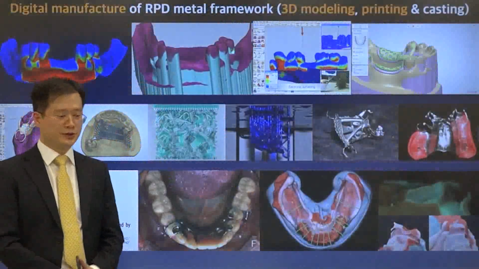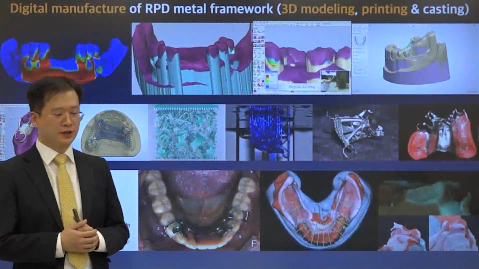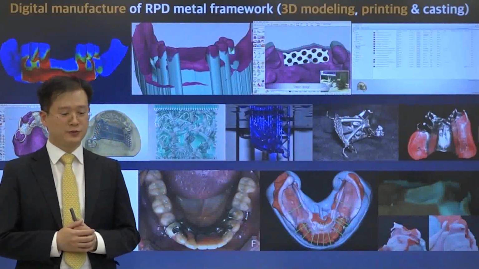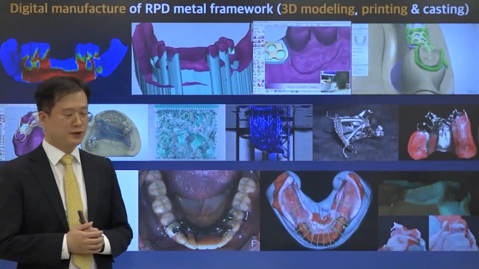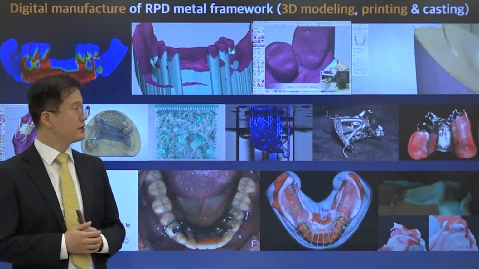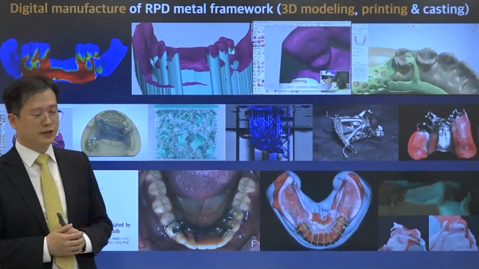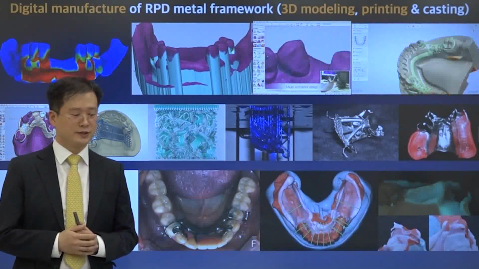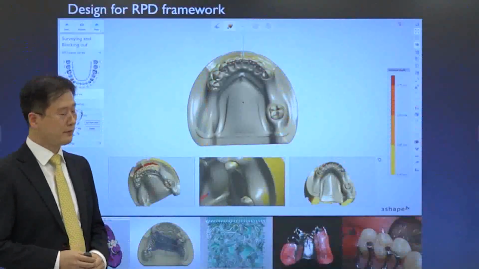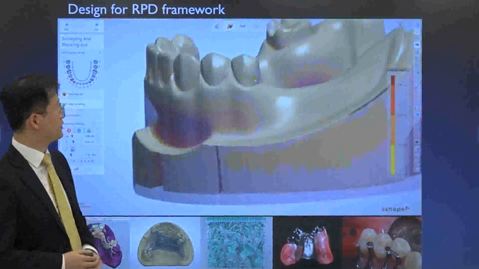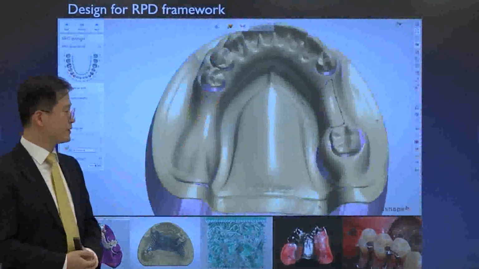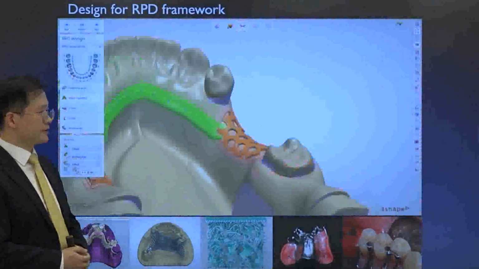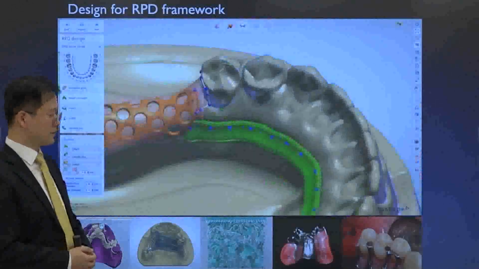Let's get into more complicated cases. Of course, we can cast even an RPD metal framework by casting if you have a 3D printed metal framework design. Even though the final outcome was too big, my research reveals that it's clinically acceptable. I teach my residents to design their own partial denture framework on the software.